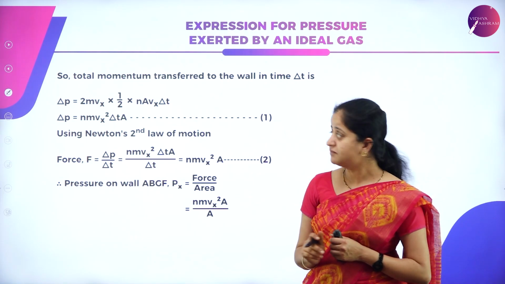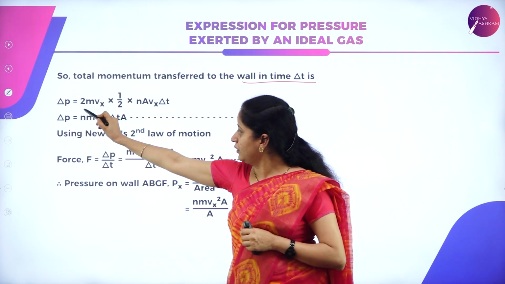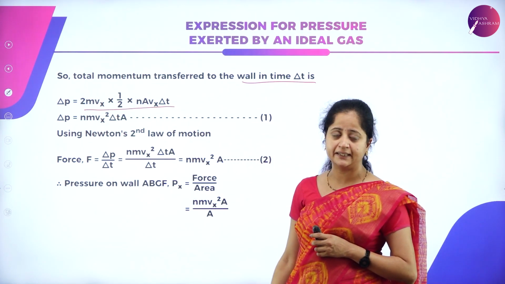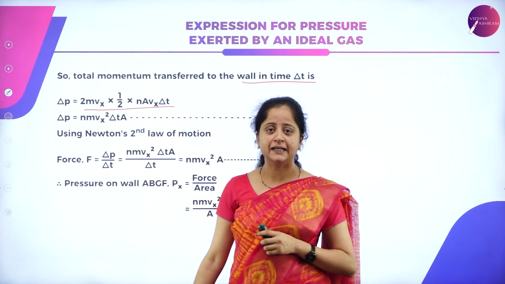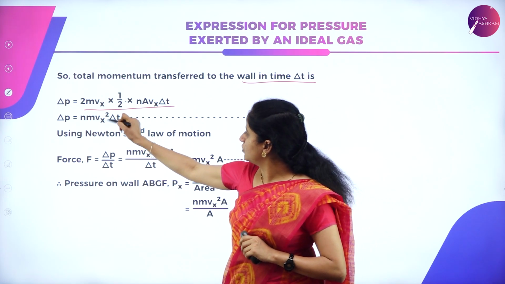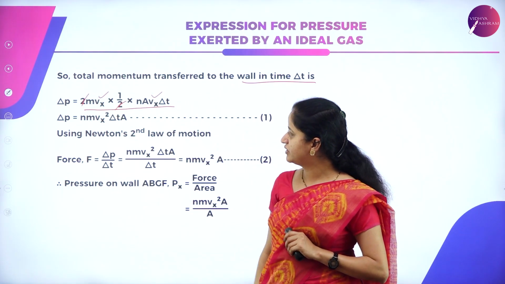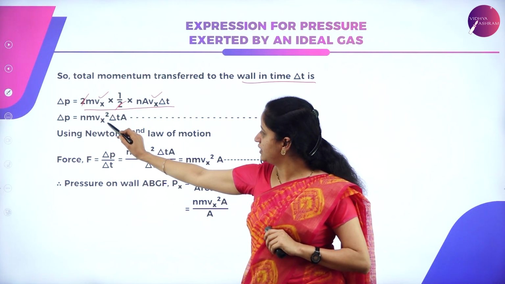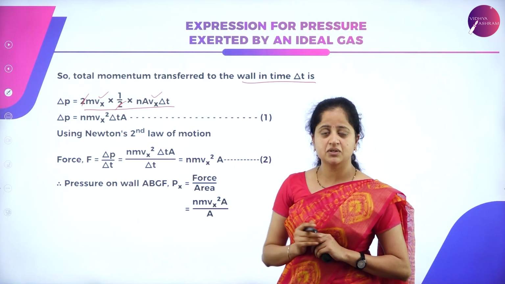So the total momentum transferred to the wall in time delta t is given by 2mvx into half into n A vx into delta t. Since we are writing the expression for momentum, it is denoted by delta p. Now solving this, the 2 and 2 cancel, and vx into vx is vx squared. We remain with n m vx squared delta t into A. I'll take this as equation 1.